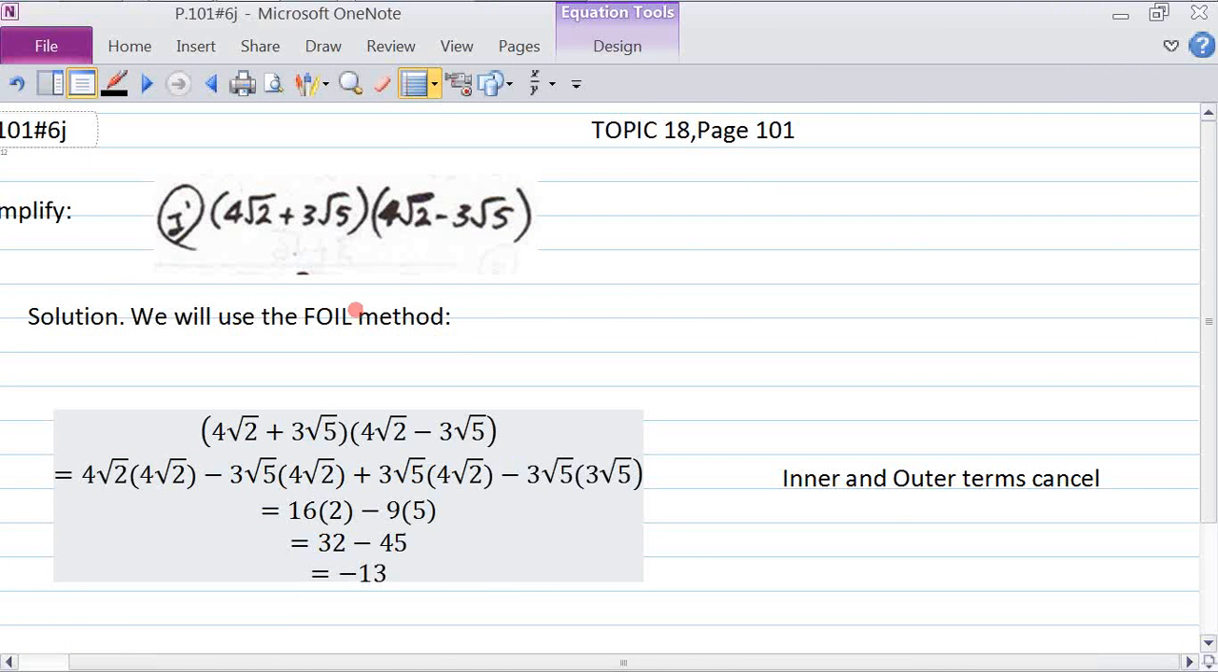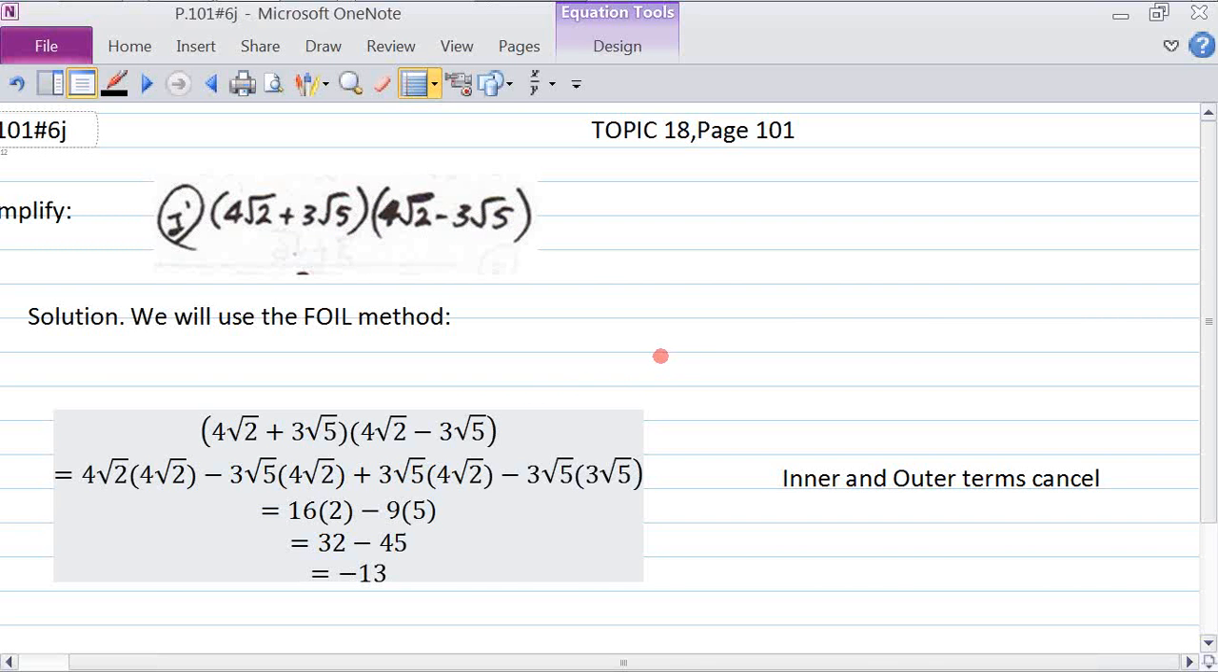So here we have 4 root 2 plus 3 root 5, and here we have 4 root 2 minus 3 root 5. So we have the perfect square term a plus b times a minus b. If you let the a equal this part, it's the same over here. So it's a, this is the b, and this is the b. So we have a plus b times a minus b.